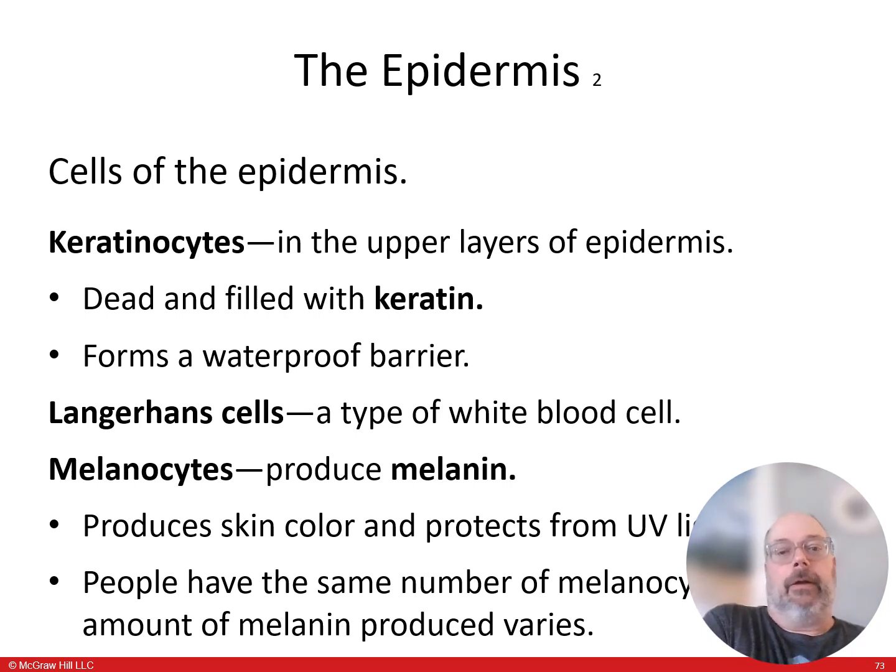We also have Langerhans cells, a type of white blood cell in the epidermis. And we also have melanocytes, which produce the pigment melanin, which gives us skin color. So the more melanin you have in your skin, this pigment, the darker your skin is. The more melanin you have, the more resistant you are to getting sunburns and UV light damage.